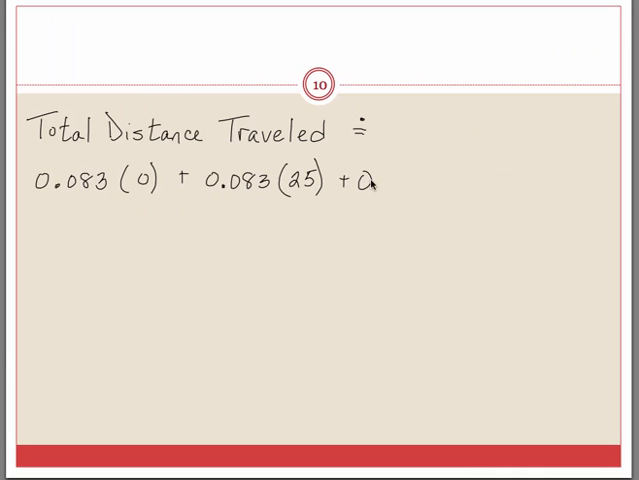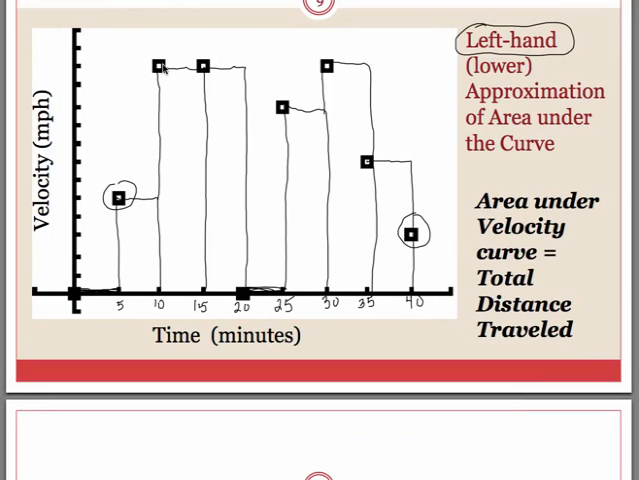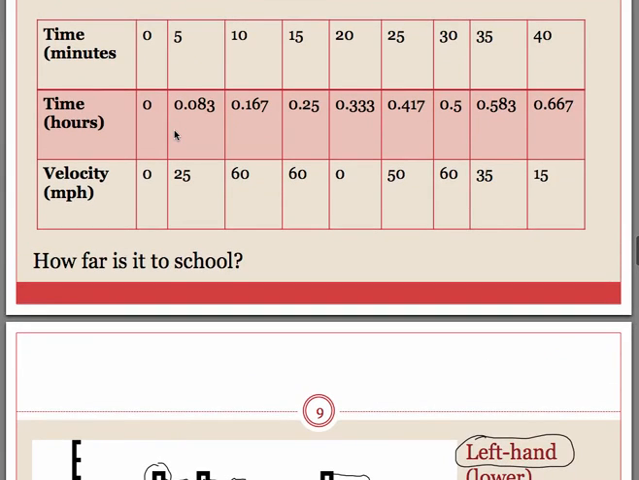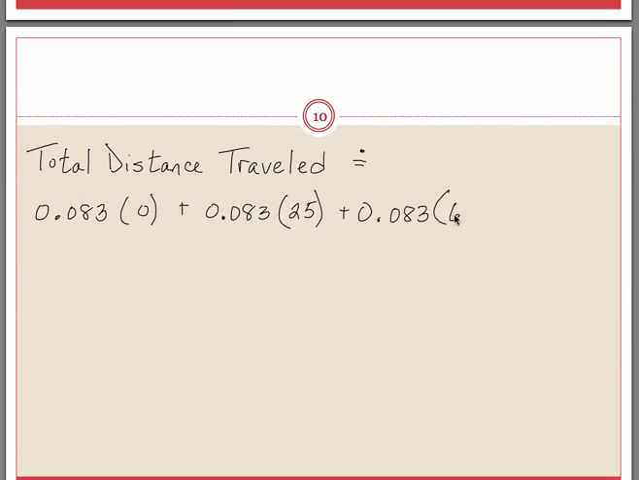All right, third rectangle, width of 0.083. We need to refer now to this height, okay, because this is your third rectangle. So we need to refer to the velocity Mrs. DeConti was going at 10 minutes, which was 60 miles an hour. And we just keep going for each of the other rectangles. So now we're up to the fourth rectangle. That had a width of 0.083. The height was still 60.